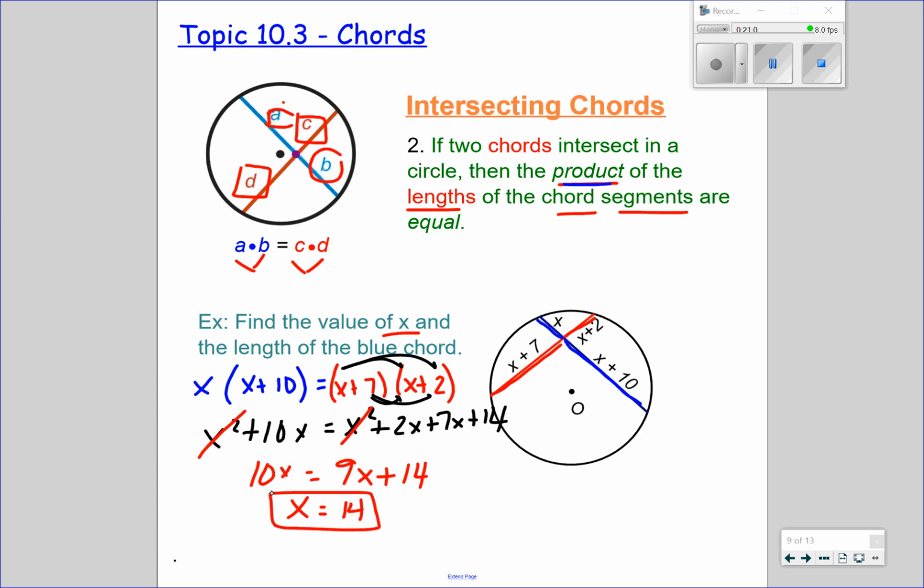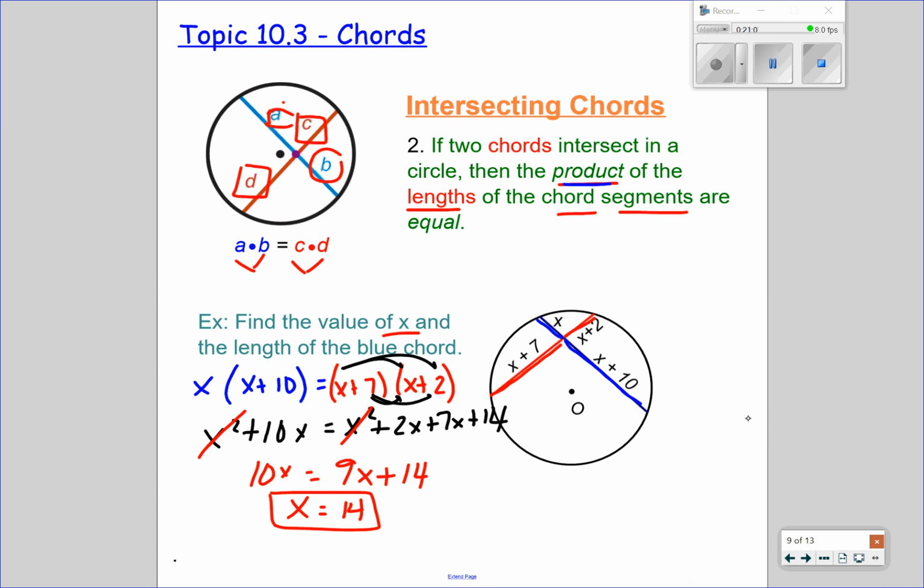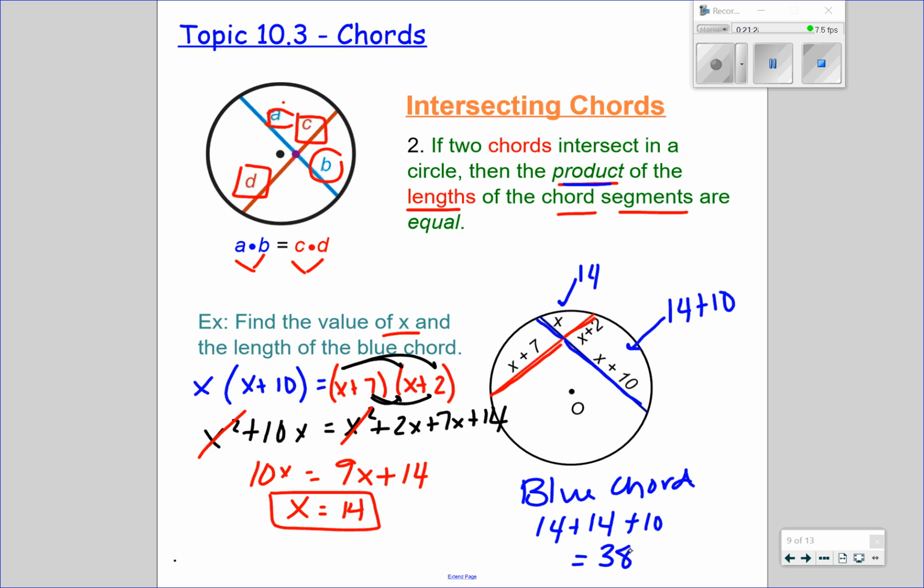Once I have that, now the question said, find x and the length of the blue chord. Well, the length of the blue chord would be 14 plus 14 plus 10. So that whole blue chord is going to be 14 plus 14 plus 10. Well, 14 and 14 is 28, and then plus 10 would be 38.